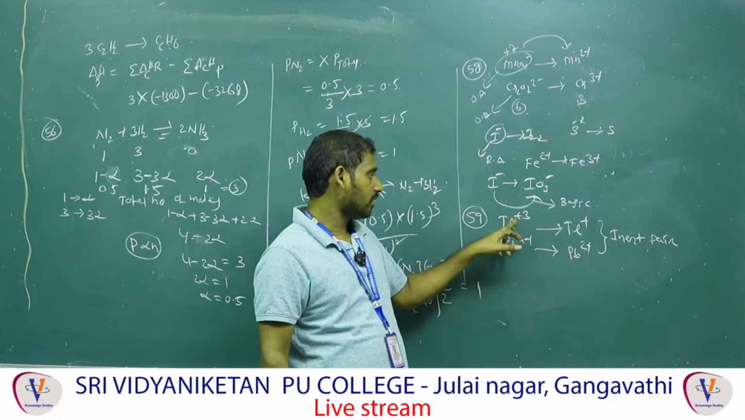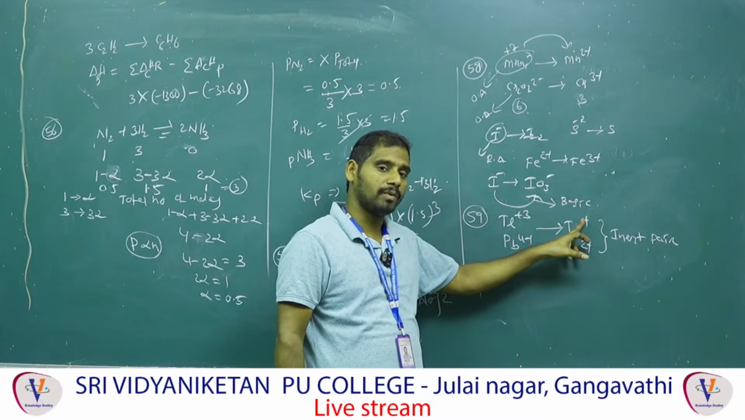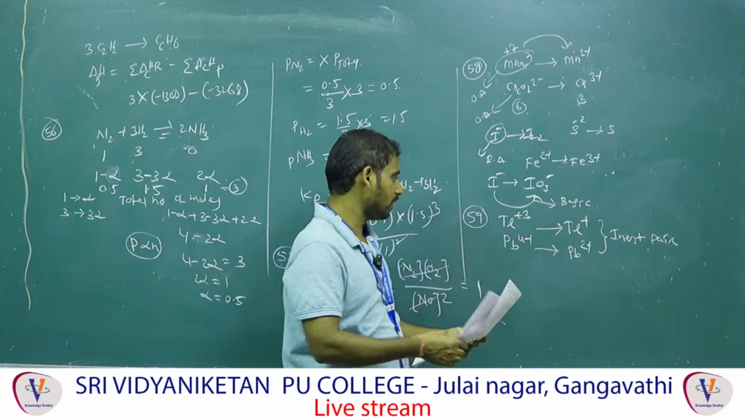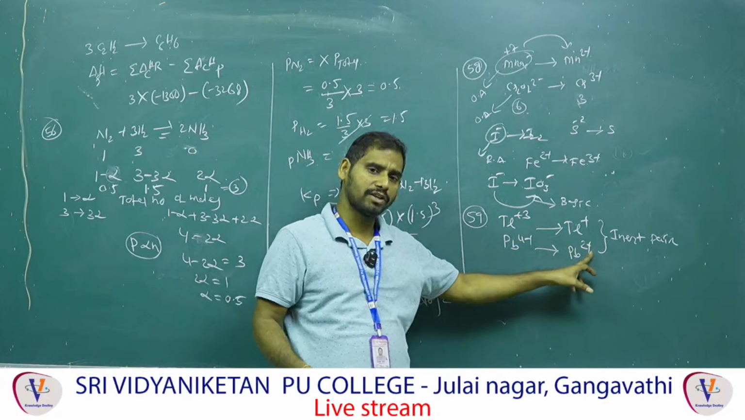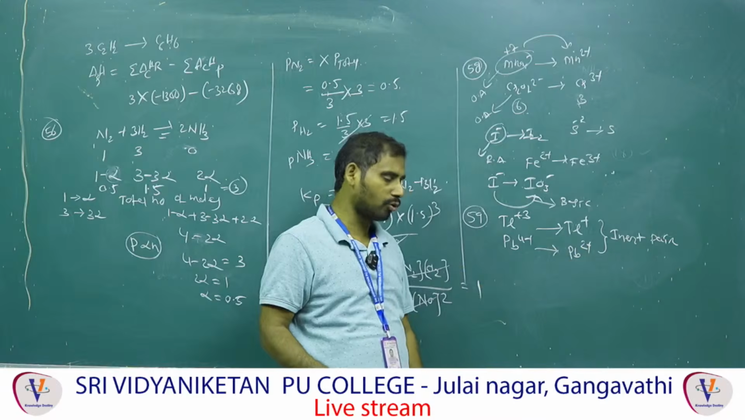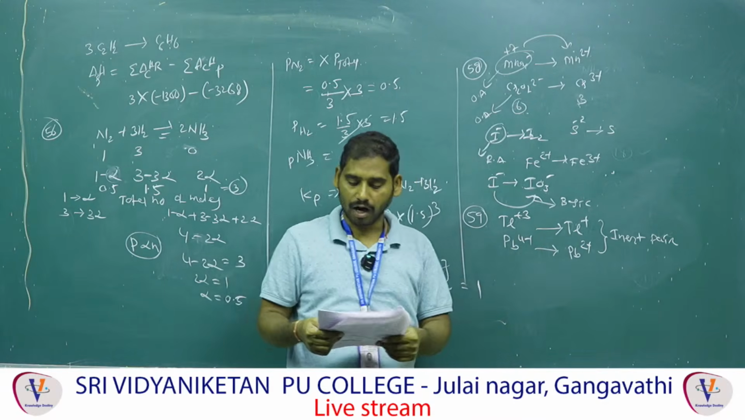That means this one changes from plus 3 to plus 1. Plus 3 to plus 1 means what? Reduction. Reduction means this is acting as an oxidizing agent. Here also plus 4 to plus 2, that is also reduction. Reduction means this is acting as an oxidizing agent.